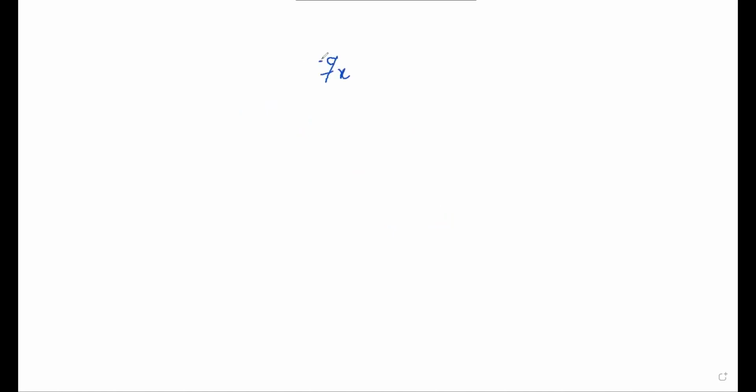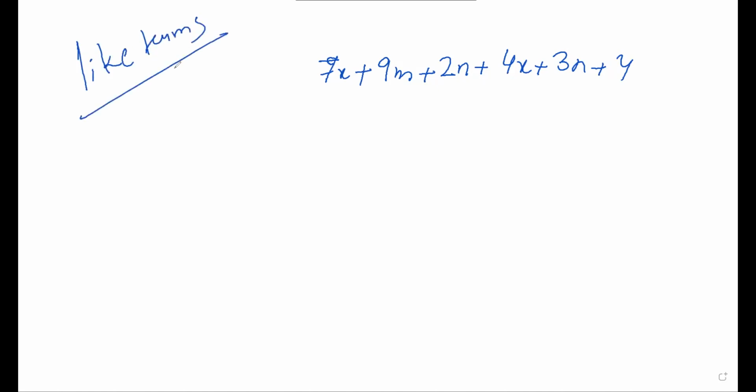Yes, miss. 7x plus 9m plus 2n plus 4x plus 3n plus 4. Yalla ya Malak. Search same terms. We call them like terms. What do we call them? We call them like terms. They are like, yeah, they are same family. Okay, like terms. Now tell me, Malak, I will circle for you. Which are like terms here?